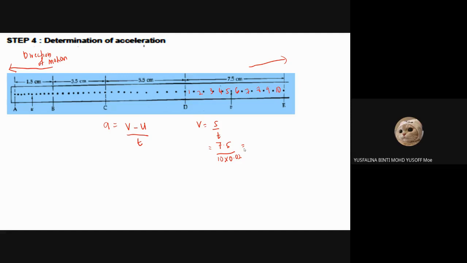37.5, right? Right. So 37.5 cm s^-1. Don't forget the unit, right? So 37.5 cm s^-1. So next you have to find U.